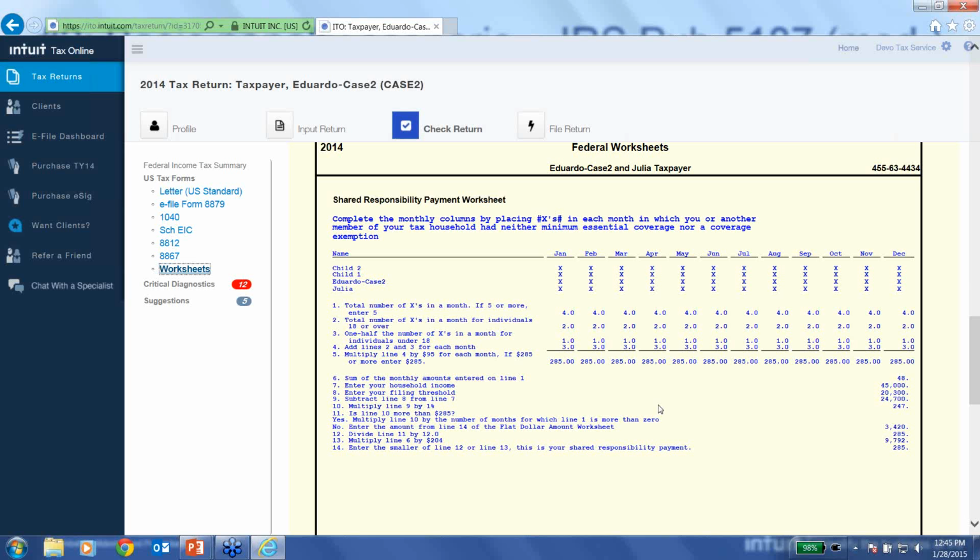Household income is $45,000. Filing threshold, $20,300. Net amount, $24,700. Multiply that by 1%. We're left with $247. Then line 11 says, is line 10 more than $285? The answer is no, so we have to go to the flat dollar amount worksheet.